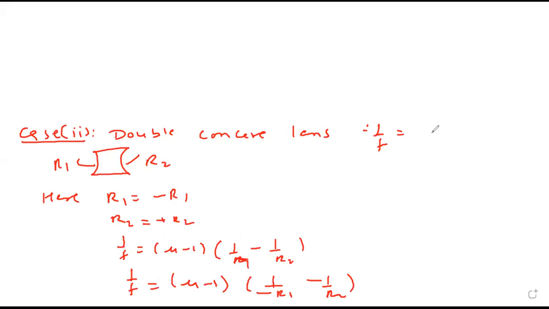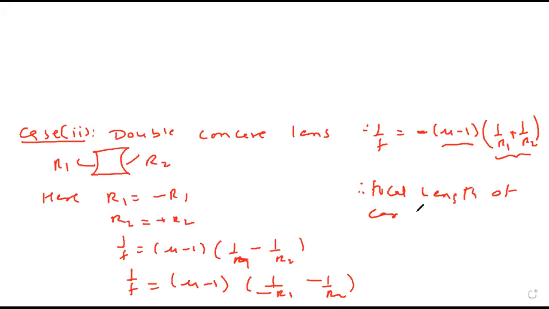So 1 upon F will be, taking minus outside, mu minus 1 into 1 upon R1 plus 1 upon R2. Now this is positive and multiplied by negative. So therefore focal length of concave lens will be negative. Clear? Plus into plus is plus, plus into minus is minus, therefore it will be negative. For double concave lens, focal length is negative. So convex we are getting positive, concave we are getting negative.